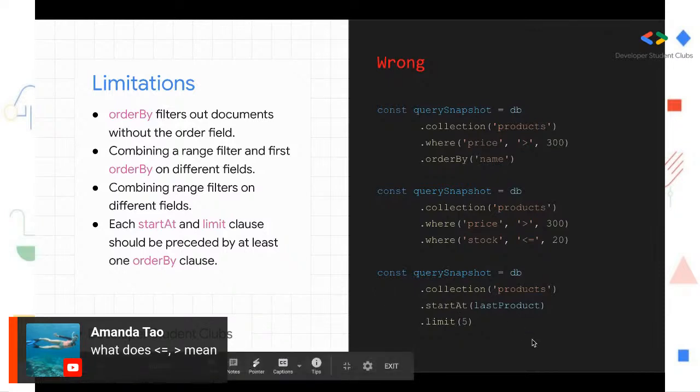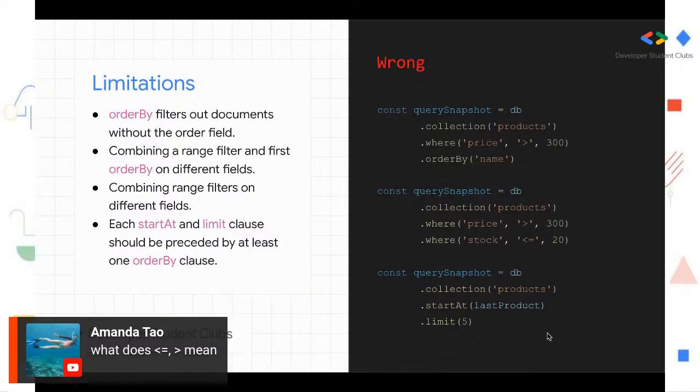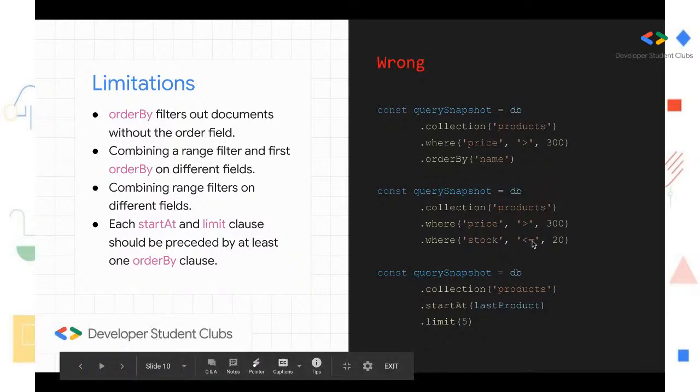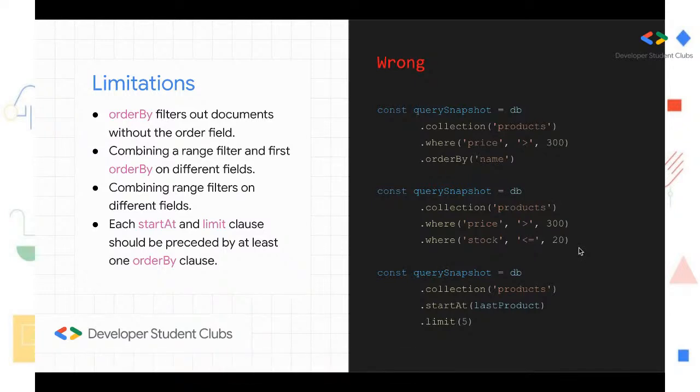We have a question coming in. What does less than or equal to or greater than mean? Those are operators, your Boolean comparison operators. They're saying that this price field should be larger than 300 or less than or equal to 20. These are the conditions that all of the documents must meet to end up in the resulting query.